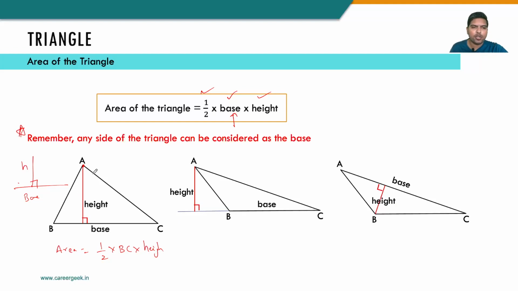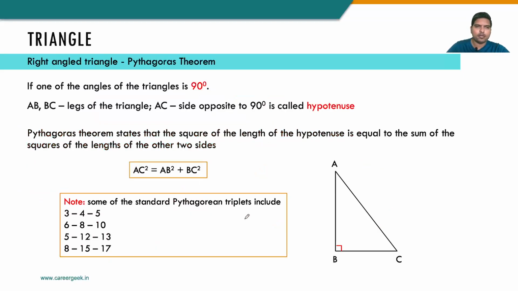So this is an acute angle triangle, right? So this is obtuse, where the angle is greater than 90. In this case, you need to extend the base while dropping the perpendicular. So this becomes the height and BC will become the base. Or for the same triangle, you can take base as AC and drop the height from the opposite vertex B. So this becomes the height and this becomes the base.